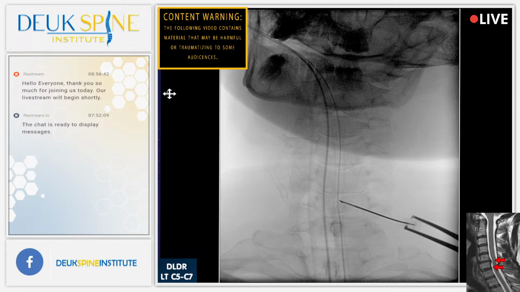This patient has two herniated discs. One is larger, C5-C6, the other one, C6-C7, is smaller. It's more of a disc bulge. So we have a larger herniation at C5-C6, a small herniation at C6-C7.